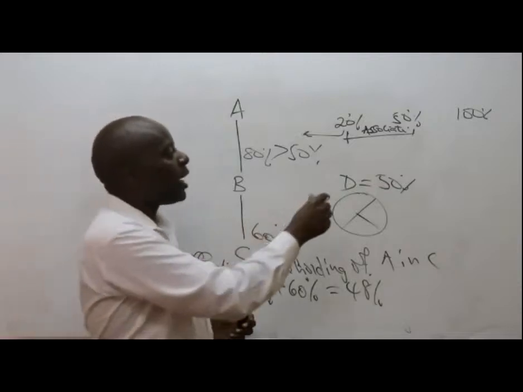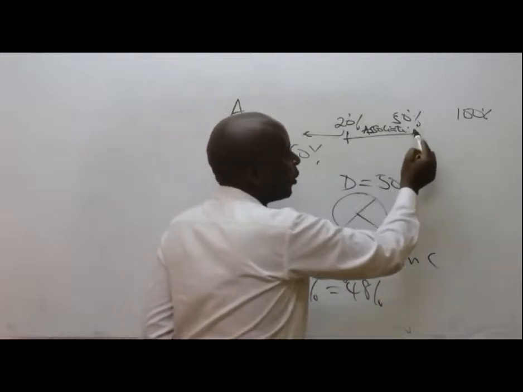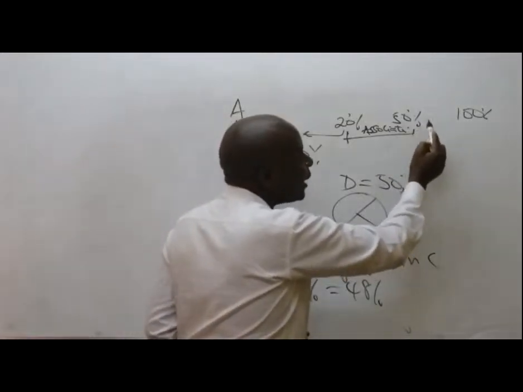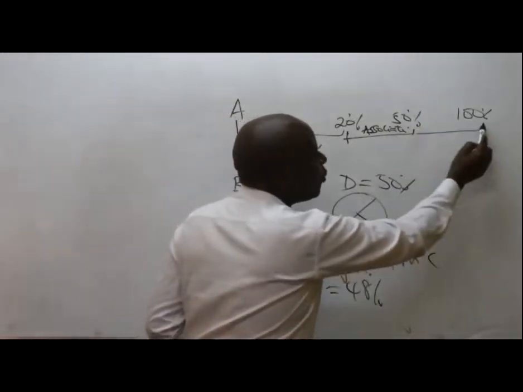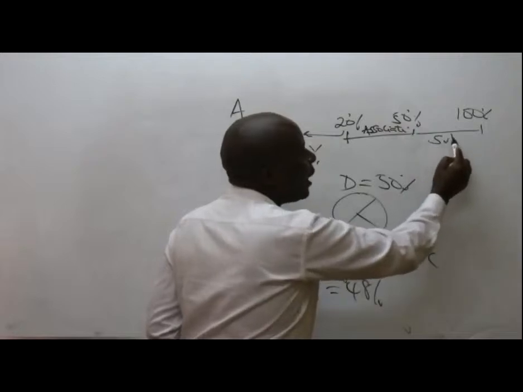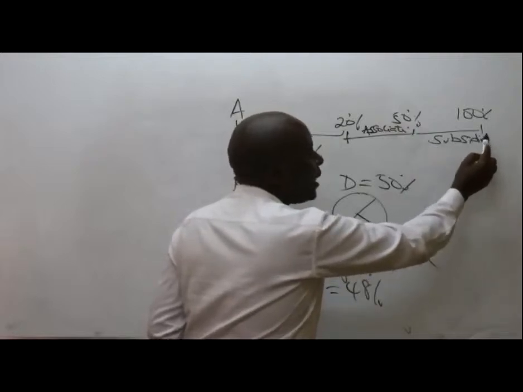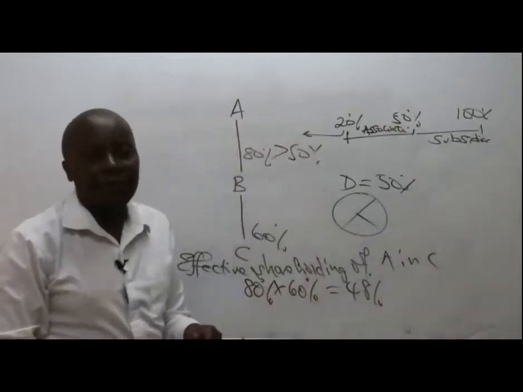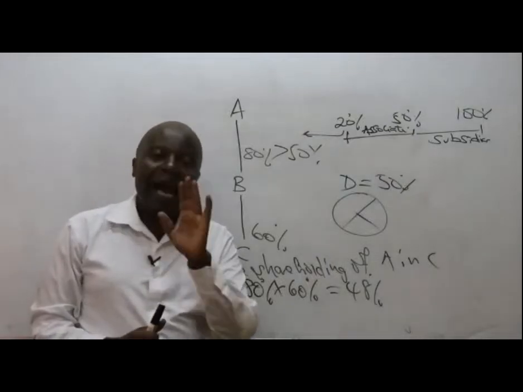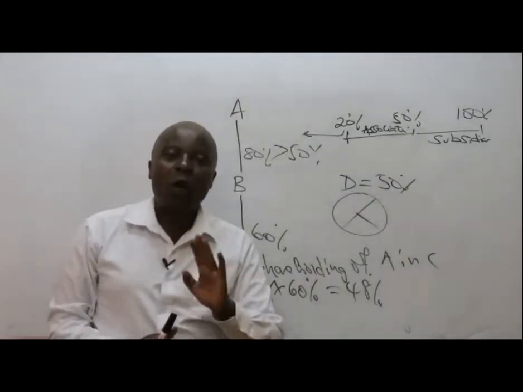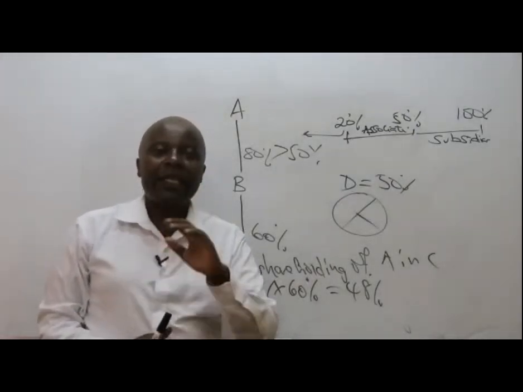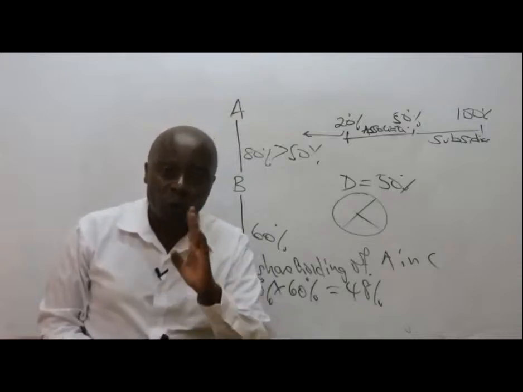And then, of course, we have slightly more than 50%, all the way to 100%. This becomes a subsidiary. But now listen, there are exceptions. According to IFRS 10, there are those exceptions that we must always remember.